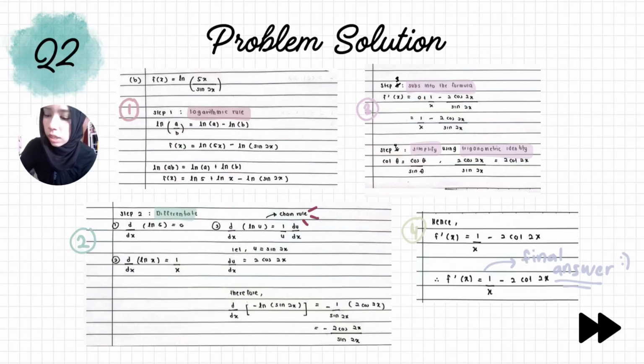Using the identity, cot theta equals cos theta over sine theta. So 2 cos 2x over sine 2x becomes 2 cot 2x. Hence, the final answer is f prime x equals 1 over x minus 2 cot 2x.